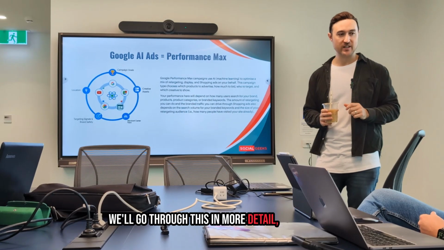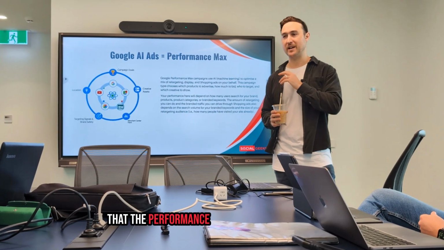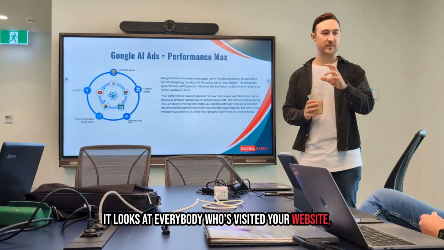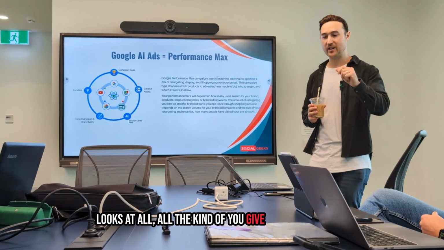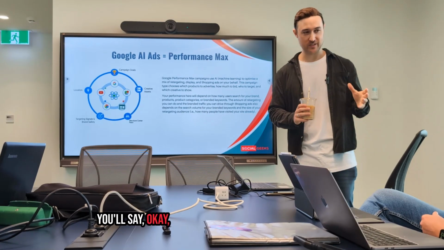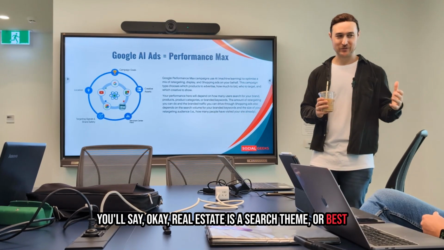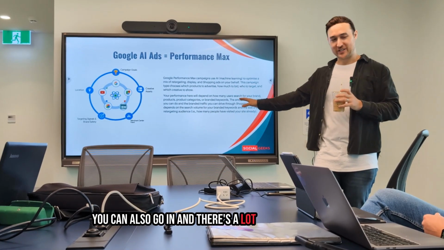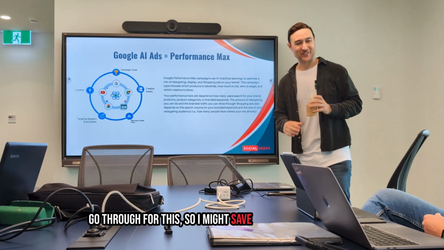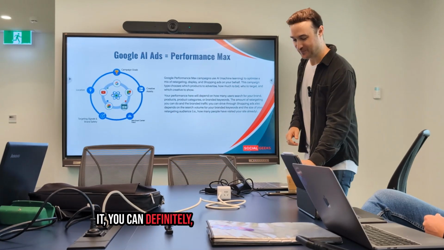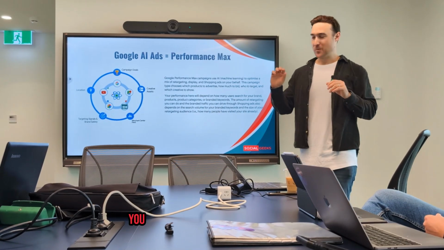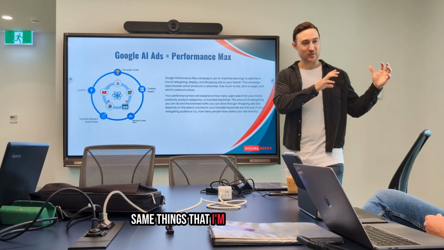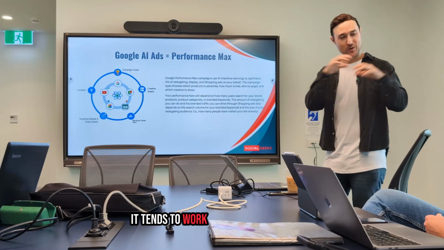We'll go through this in more detail, but the way Performance Max campaigns work is it looks at everybody who's visited your website. You give it search themes. You'll say, okay, real estate is a search theme, or best real estate agent near me would be a search theme. There's a lot to go through for this, so I might save it for later, but they work really well together. You won't be spending money on this while it targets the same things you're doing with search. It tends to work pretty well together.